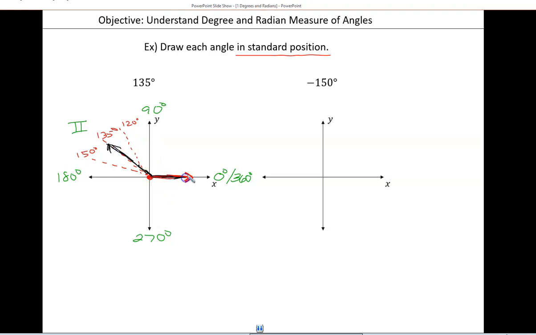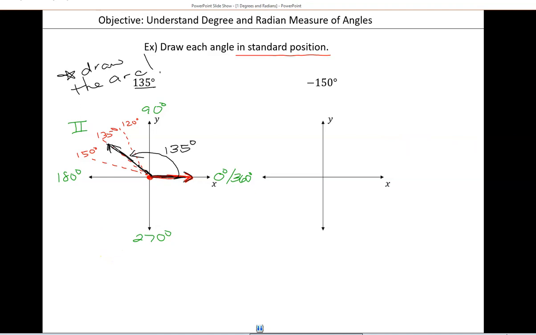So now I have my 2 sides. Now the last part, and this is a part that sometimes people forget, is the arc. So make sure you draw the arc. And the arc starts at the initial side, that positive x-axis, goes in the positive direction because our angle is positive, so up, which is counterclockwise, and stops at the terminal side. So that is our 135 degrees.